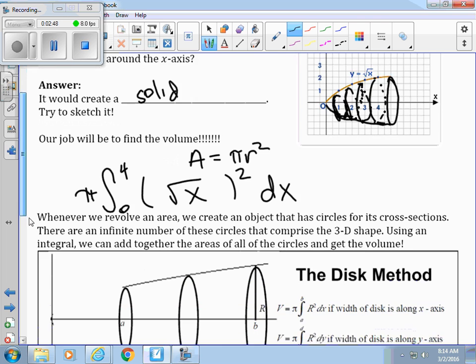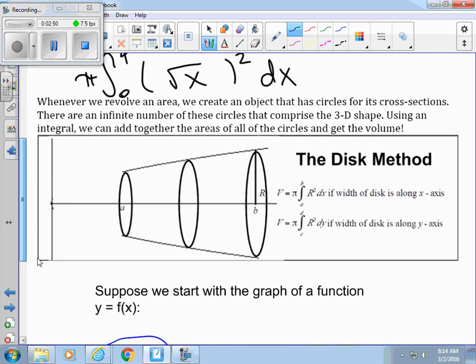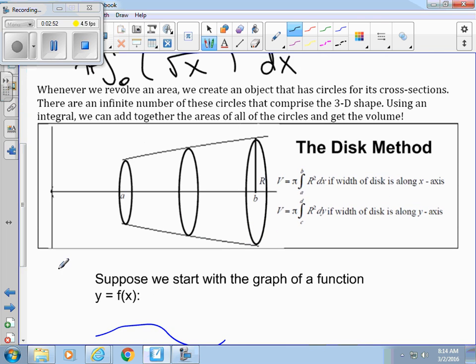So that's what we're going to be doing today, and it's called the disk method. A lot of people teach the disk method before they teach volume, and I don't like it that way because I think that it makes you think the disk method is kind of the first thing and then volume. But really the disk method is just another case of volume in general. Integrating area gives you volume.